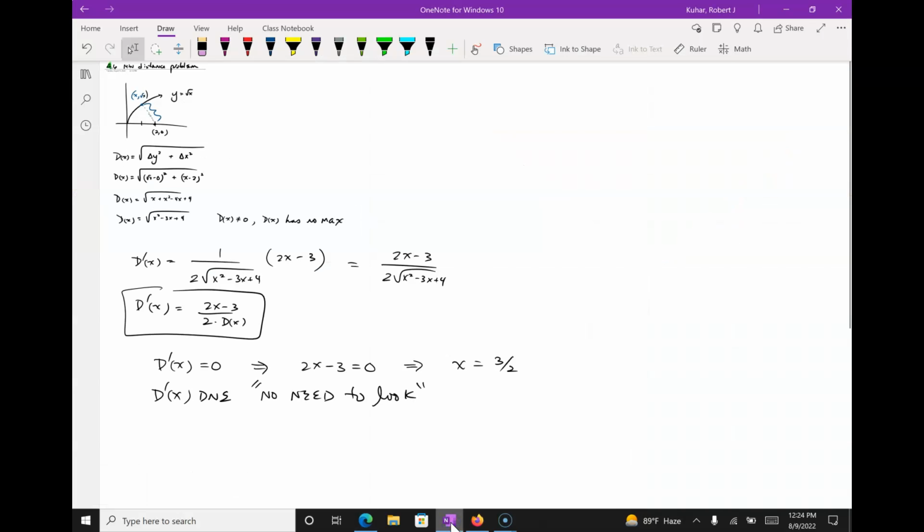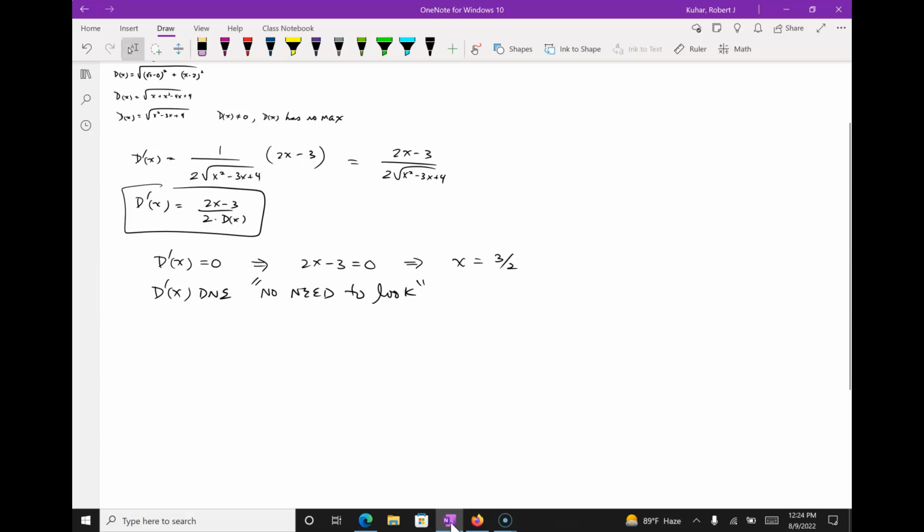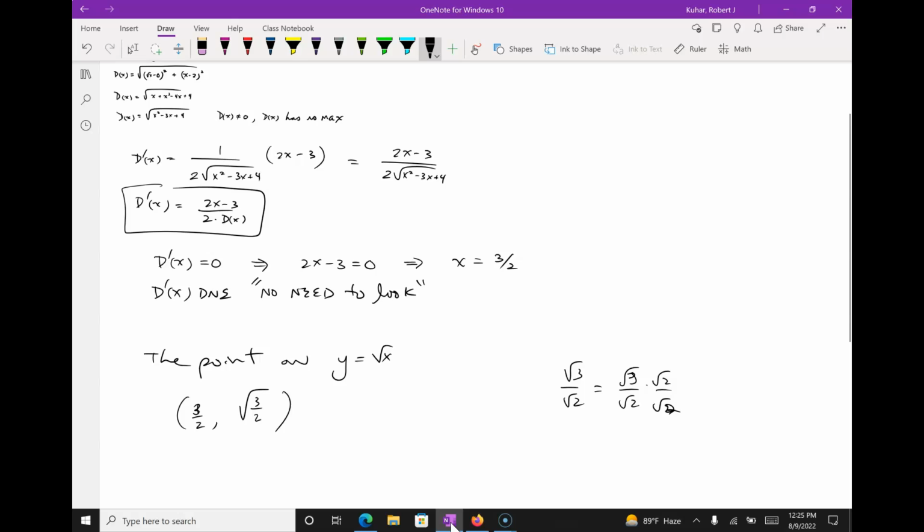So, looks like we should be able to find our point, right? So what was the point on the curve? We had 3/2, comma, square root of 3/2, right? And of course we could rationalize that. Square root of 3 over square root of 2 is square root of 3 over square root of 2 times square root of 2 over square root of 2. You remember doing that in trig, right? Use that downstairs radical over itself. So I get square root of 6 over 2, right?